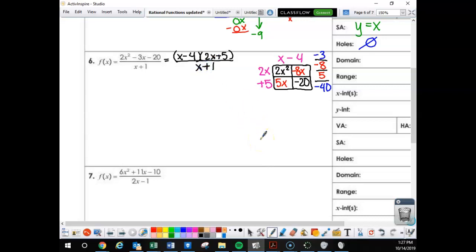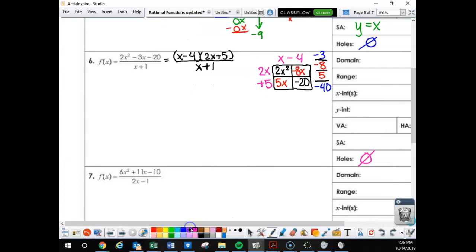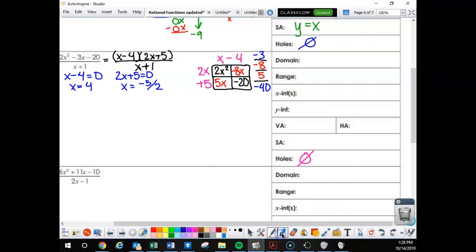Okay, so now I need to find my, well, first, there's no common factors, right? So that means there's no holes in the graph. So next, I need to figure out my x-intercept. And so that's when x minus 4 is equal to 0, and 2x plus 5 is equal to 0. So here you end up with x equals 4, and here you end up with negative 5 halves, or negative 5 over 2. So my x-intercepts are 4, 0, and negative 5 over 2, 0.